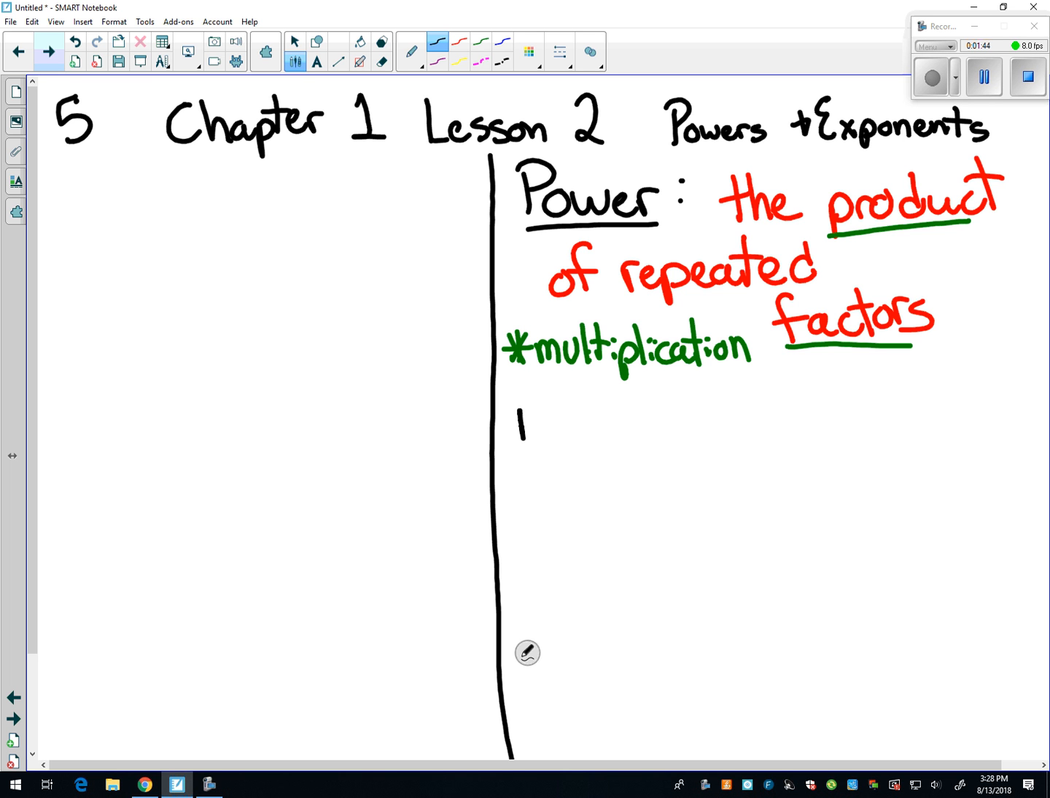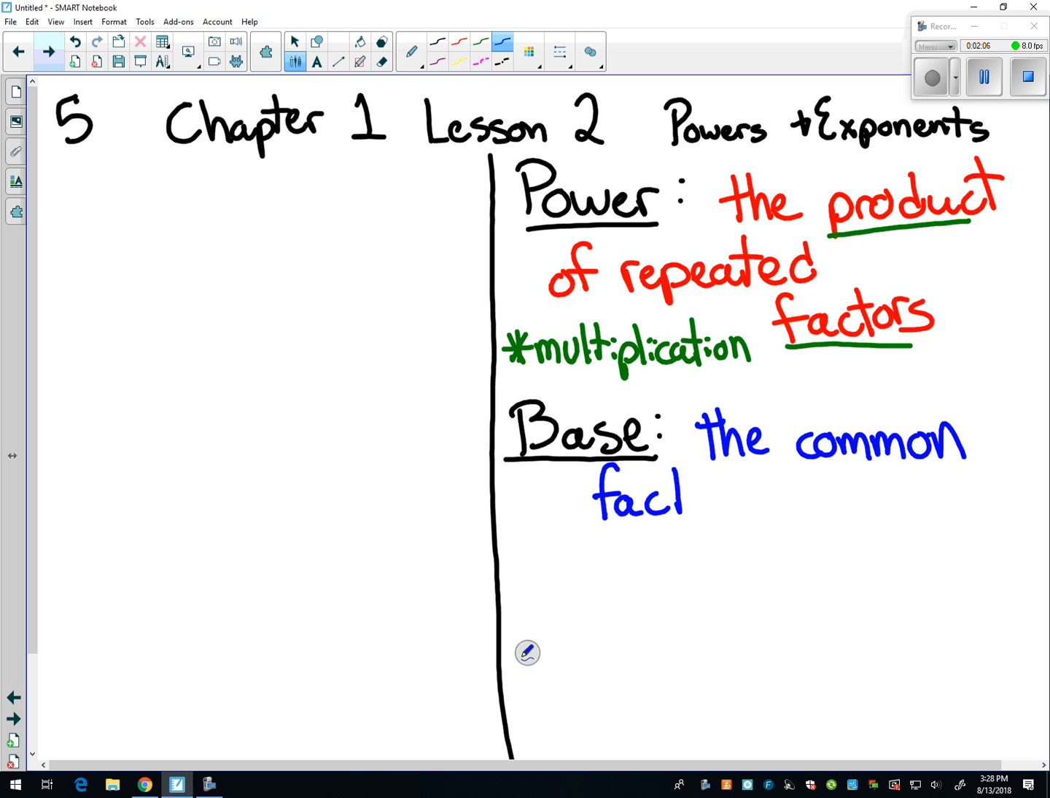Next, we're going to talk about what is a base. A base is the common factor. So when we talk about repeated factors, repeated means the same thing over and over. We're going to be looking at specifically what that common factor is.